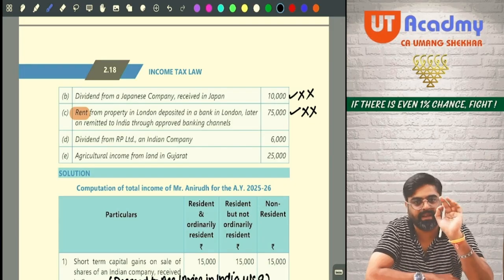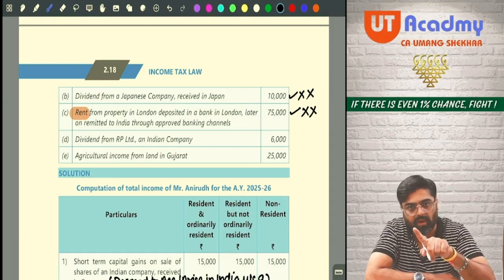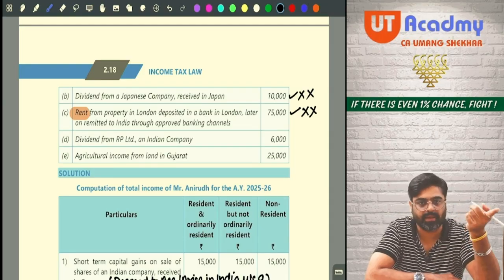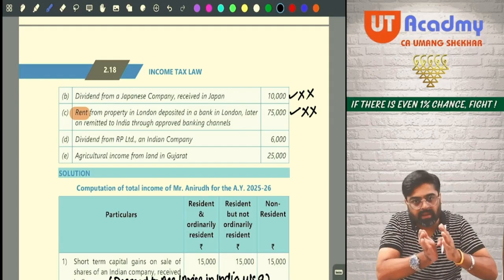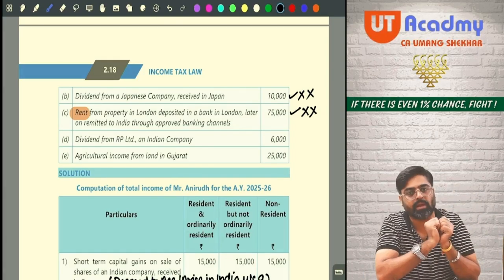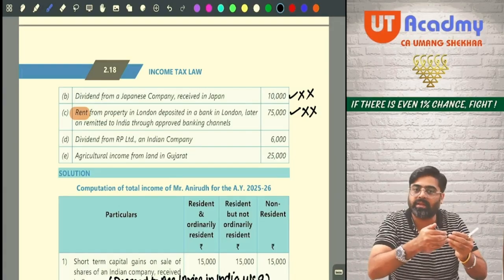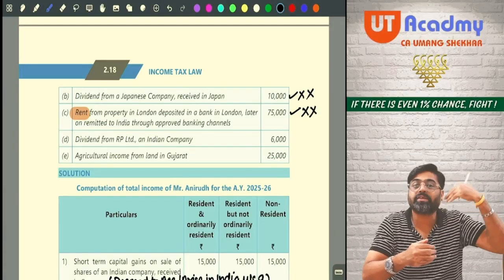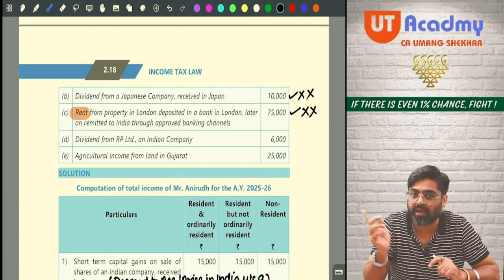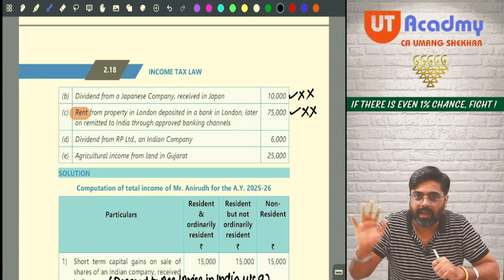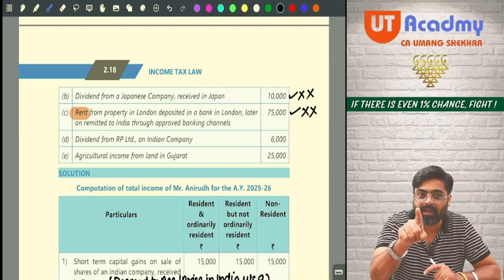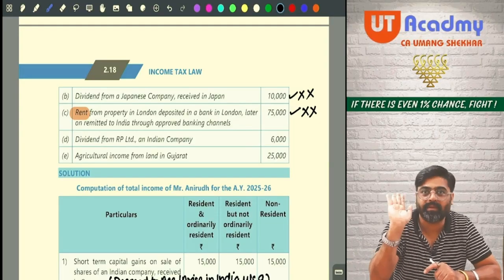Now wait, please pay attention. Can I say that if you are ROR, then this income will be included in the computation of your total income? Now, when you will bring this rent in the computation of your total income, you will have to bring this rent under a head. Which head you will classify this rent? Salary head, PGBP head, capital gain head, or house property head? This is your house property income, yes or no?